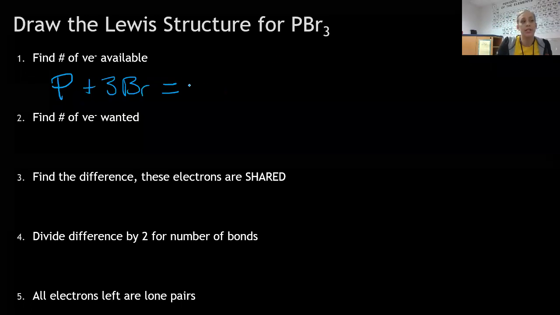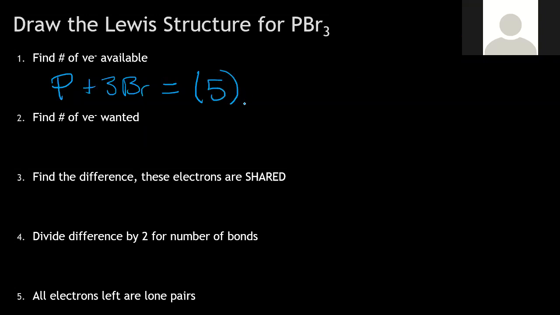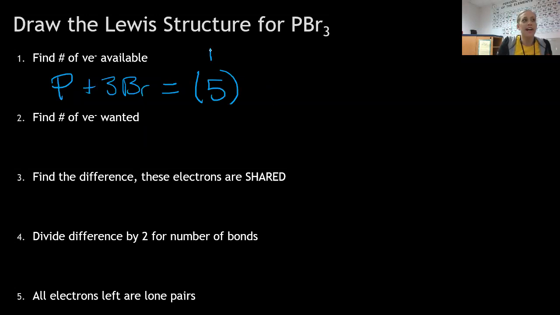So how many does phosphorus have to share? How many valence electrons does it have to contribute? Would it be 5? Yes, it's going to be 5 because it's in group 15, or 5A, or VA, which is Roman numeral 5A, showing that it's 5 valence electrons for phosphorus. That's where that came from. Plus our 3 atoms of bromine each have how many?